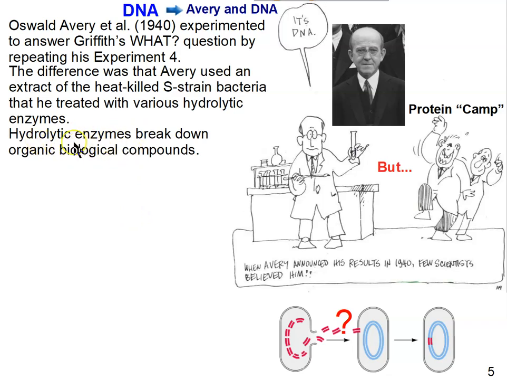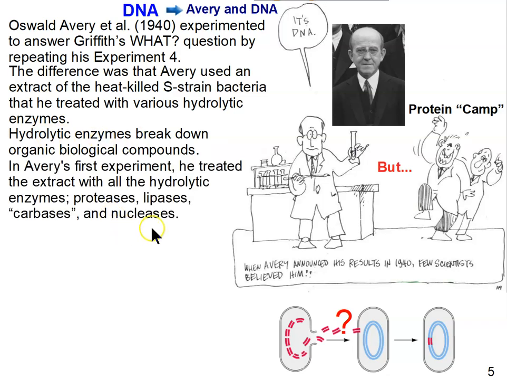So what he added were hydrolytic enzymes that break down organic biological compounds. And there are specific hydrolytic enzymes for specific organic biological compounds. So he added enzymes that are known as proteases that break down proteins. He added lipases that break down lipids. What I'm calling carbases, there really is no such thing as a carbase, but I'm calling them that because they break down carbohydrates. And nucleases break down nucleic acids. Notice they all end in ase, A-S-E. That tells you that they are enzymes. And the names also tell you what they do, what they break down in this case.